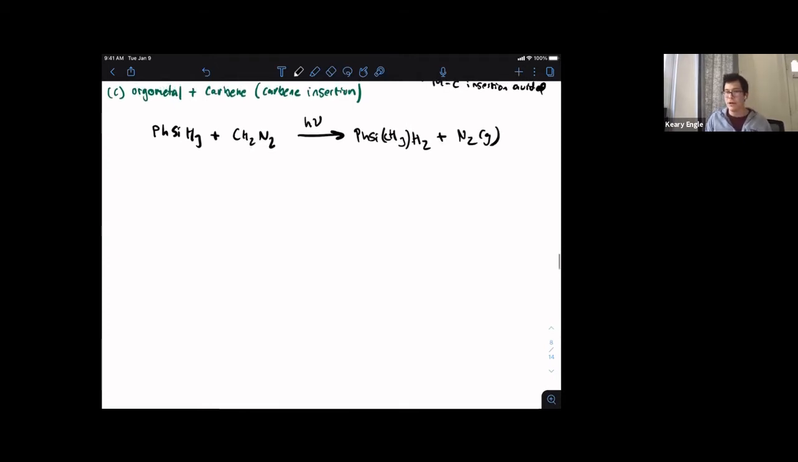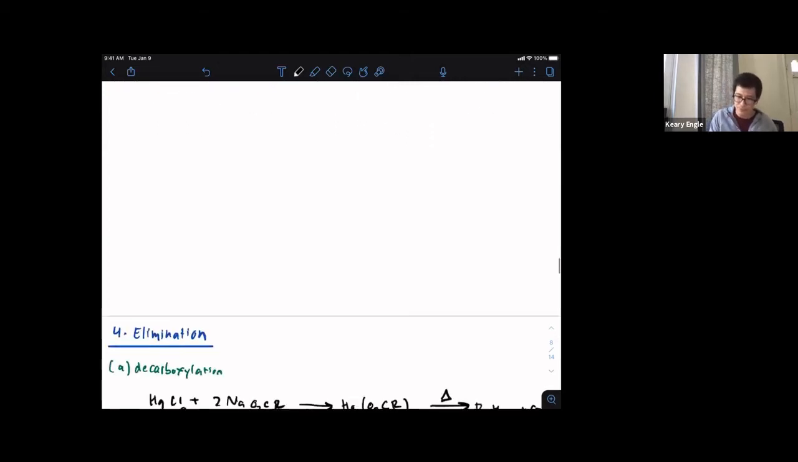And then another organometallic to organometallic transformation here that is relevant, and we'll come back to this in a later class too when we talk about transition metal catalysis, are reactions in which carbene can react with organometallic species to now generate a new organometallic species. In this case, it's an Si-H insertion process driven by loss of nitrogen gas.